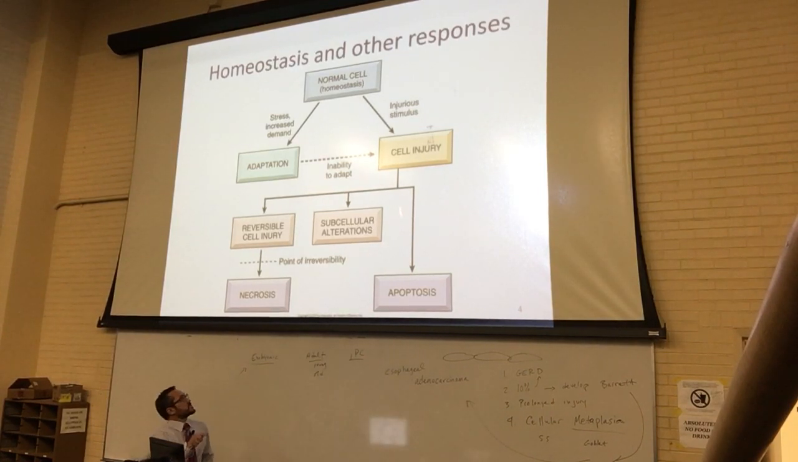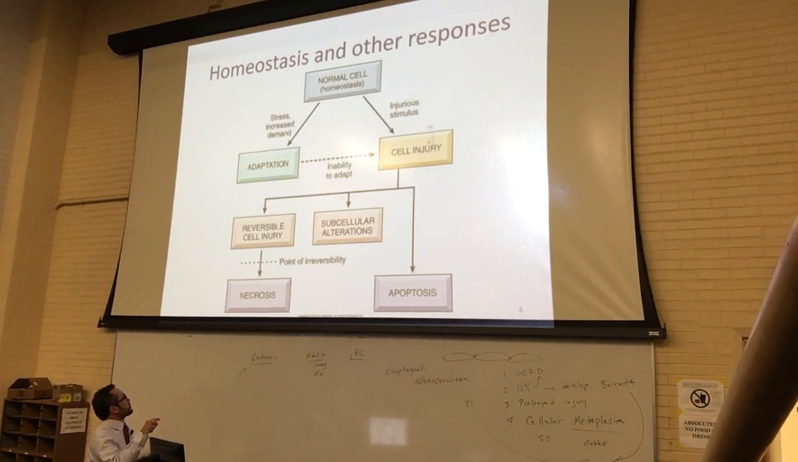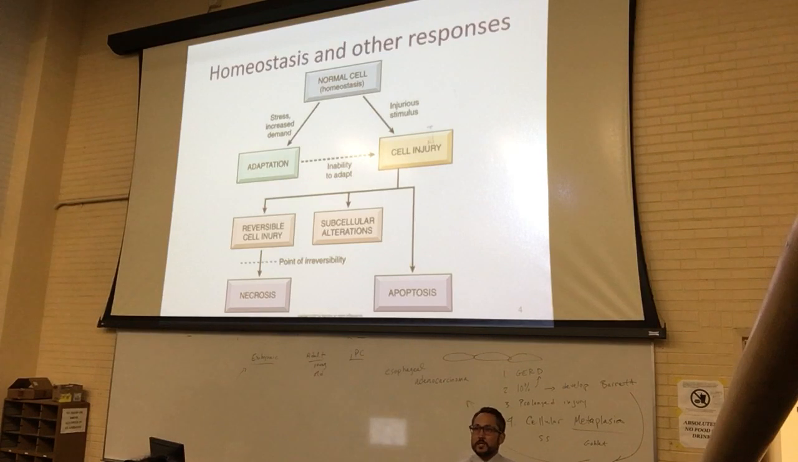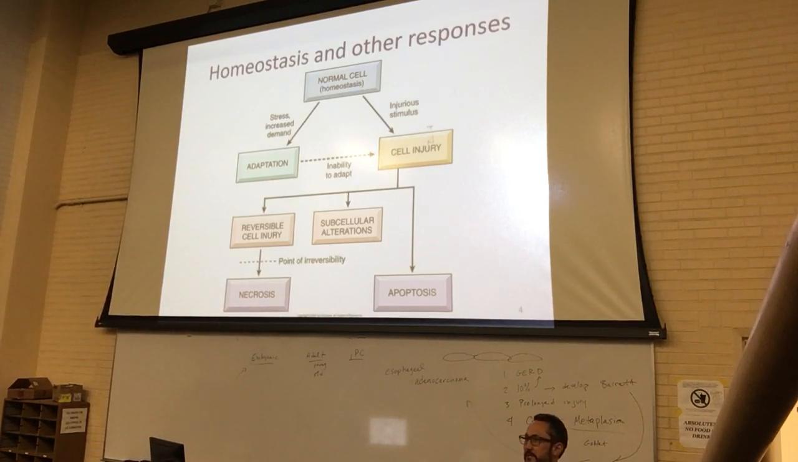And then if it progresses, it moves on to what might be considered reversible cell injury and subcellular alterations, but there's some point of no return, and we're going to look at that. There's a point at which the cell just says, it's not worth trying to save this thing, we're just going to let the cell die. So now we're going to start talking about cellular death. And there's two types of cell death.